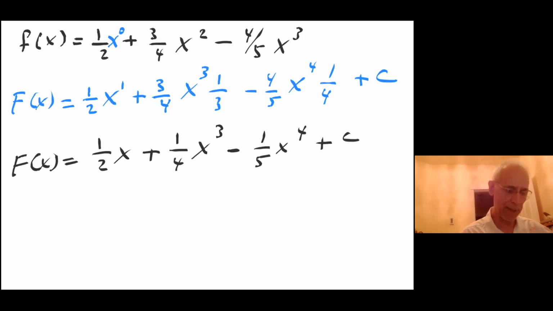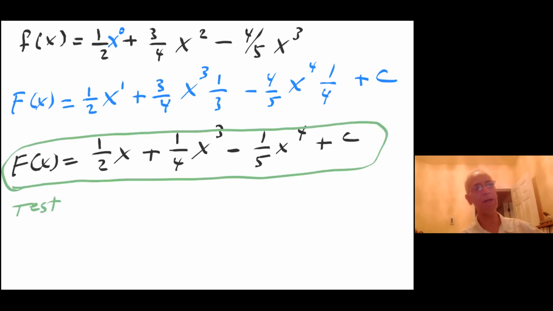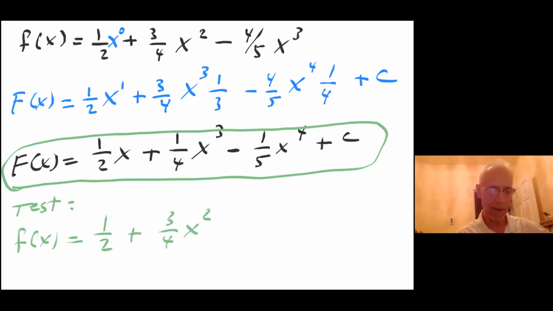So one last time, let me test to see. I mean, we are done in here, but we just want to know that we did it correctly. So I'm going to take the derivative of capital F of x to see if I get f of x back. The derivative of 1/2 x is 1/2. The derivative of 1/4 x cubed is 3/4 x to the second. The derivative of negative 1/5 x to the fourth is minus 4/5 x to the power of 3, and the derivative of any constant is 0. So yes, we took the antiderivative correctly.